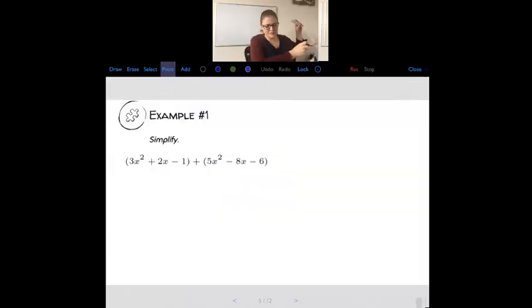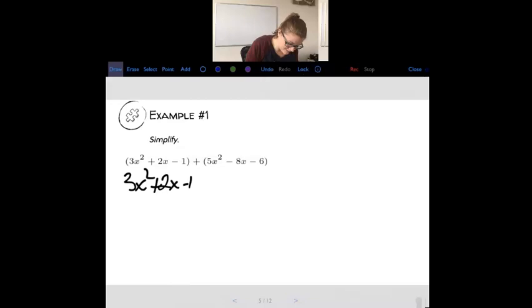So starting with example 1, being asked to simplify, we have 3x squared plus 2x minus 1, so one polynomial, plus 5x squared minus 8x minus 6, another polynomial. In this case, we're adding the two together. There's no distribution that's required. Sometimes if there's a number in front of the parentheses, you'd have to do that first, following order of operations. But in this case, we can drop the parentheses and keep the problem the same.